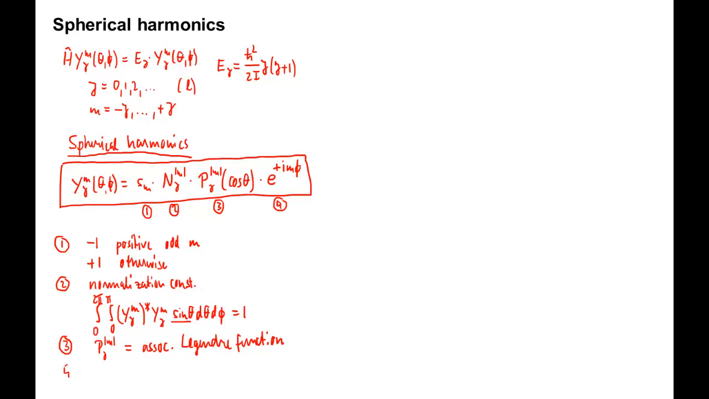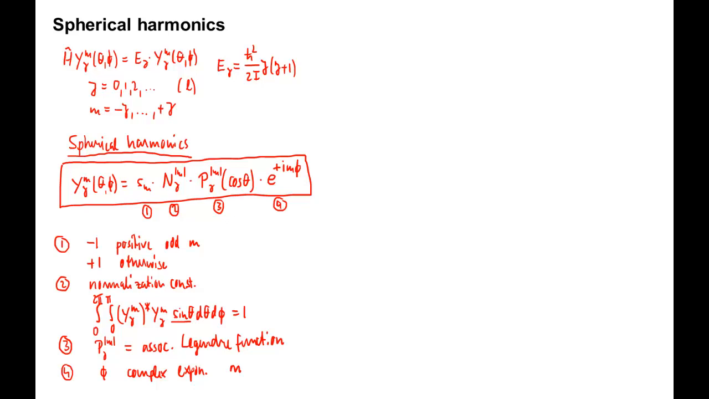The last factor, number 4, contains the phi dependence. It is fairly simple, just a complex exponential, which depends not only on phi, but also on the quantum number m. It will be possible to write down a full expression for the normalization constant, second factor, and a more explicit form for the associated Legendre functions. However, whenever you need a spherical harmonic function, it's easiest and best to look it up in a table.